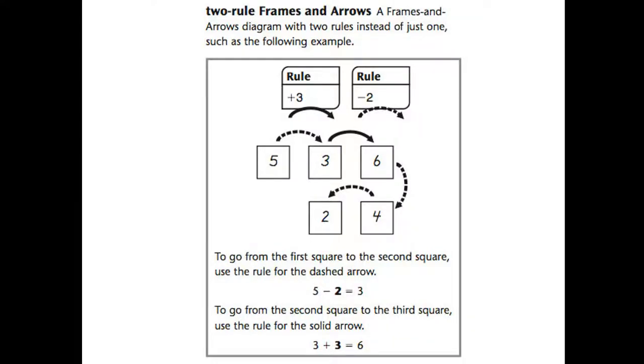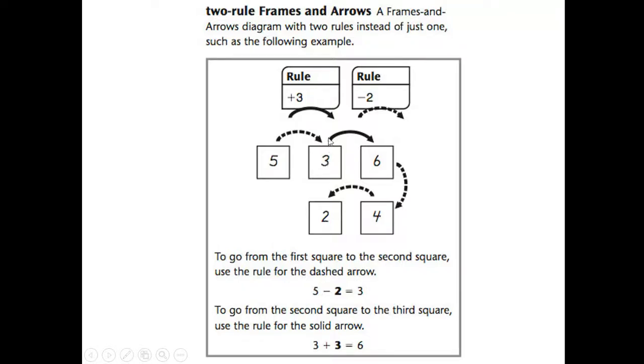Another type of frames and arrows problem is when we have a frames and arrows problem with two rules instead of just one. So if we look at the following example, we have the first rule, which is add 3 for the solid colored arrow, and we have a second rule, which is subtract 2 for the dashed kind of arrow. So if we start at 5, we see a dashed arrow, so that tells us we have to take 2 away, and we get to 3.